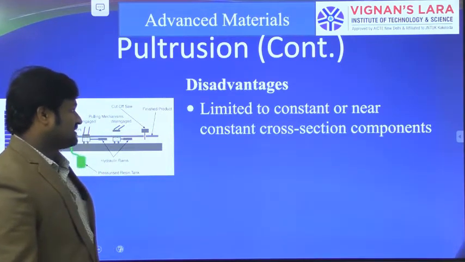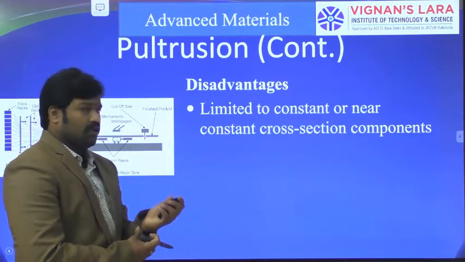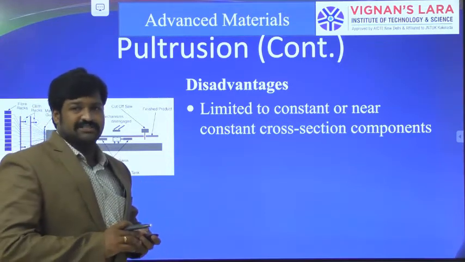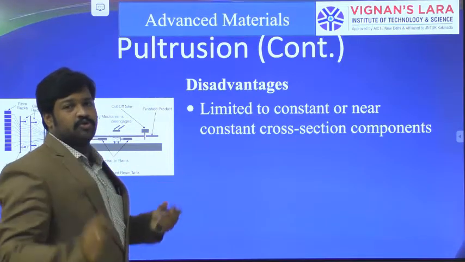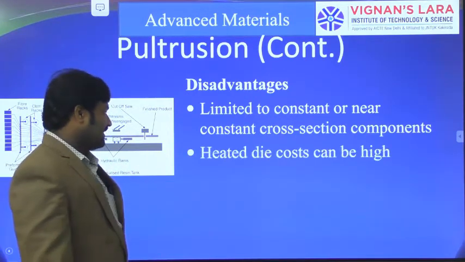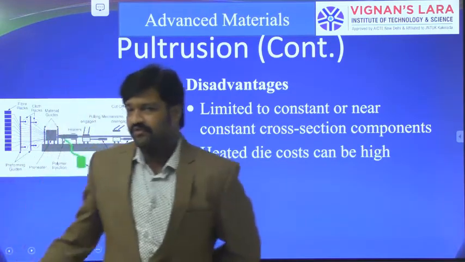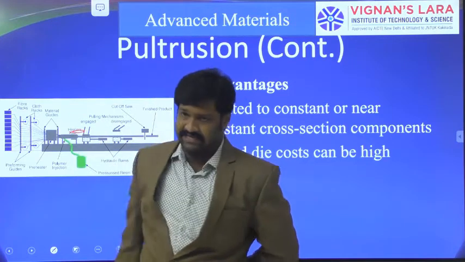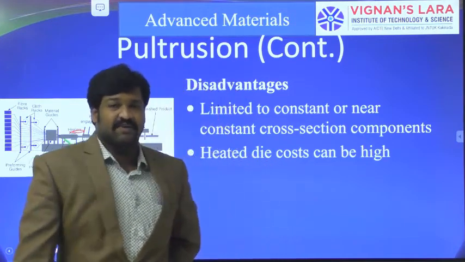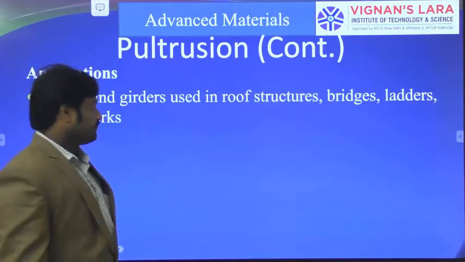Next, disadvantages. Limited to constant cross sections. Only the same cross section can be achieved throughout. Next, heated dies cost is high. As we know, here we are using heaters, so due to the usage of these heaters, the cost of this manufacturing process is high.